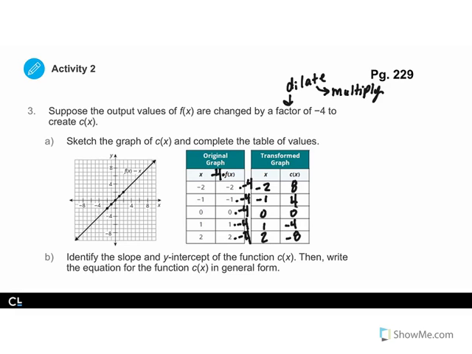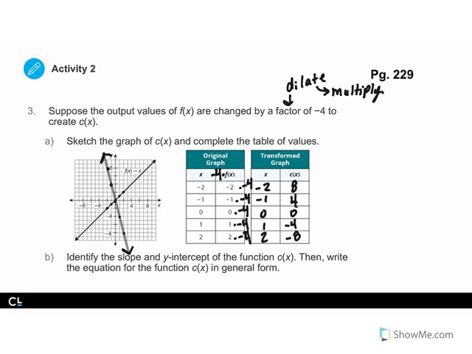Now we need to graph these points so that we can get our line. So you have -2, 8, -1, 4, 0, 0, 1, -4, 2, -8. And we need our line. So we put our line in, we need arrows on the end, and this is what it looks like.